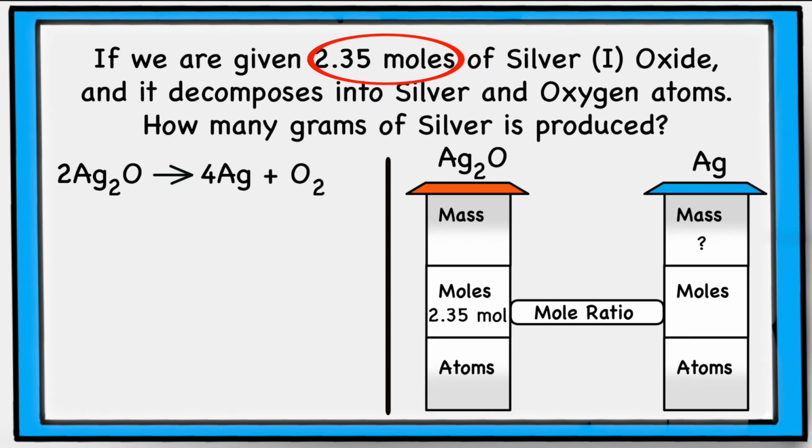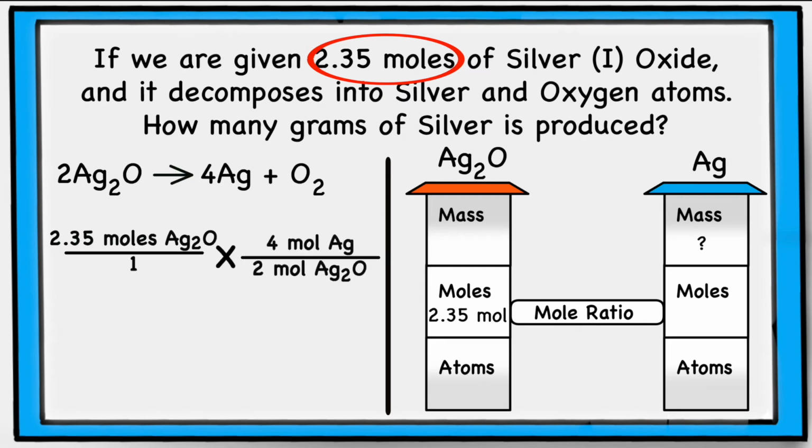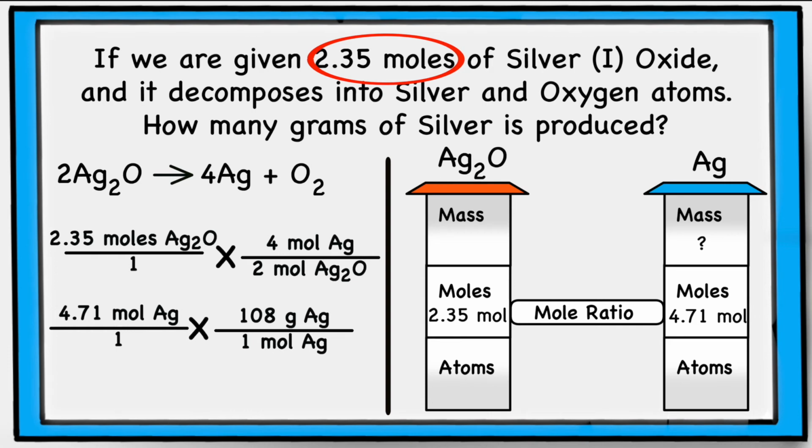So first thing I'm going to do is take my given 2.35 moles of silver 1 oxide and put it over 1. Then I'm going to multiply it by the mole ratio, which is 4 moles of silver over 2 moles of silver 1 oxide. This gives me around 4.7 moles of silver produced. In order to convert that to a mass, I'm going to have to multiply the 4.71 moles by 108 grams of silver over 1 mole of silver. This gives me 507.6 grams of silver produced, and that is our correct answer.